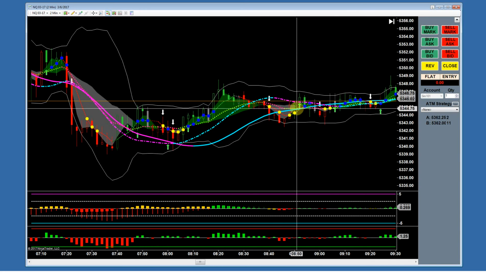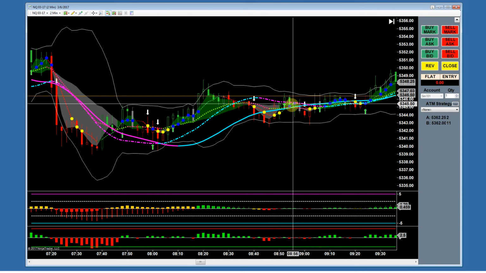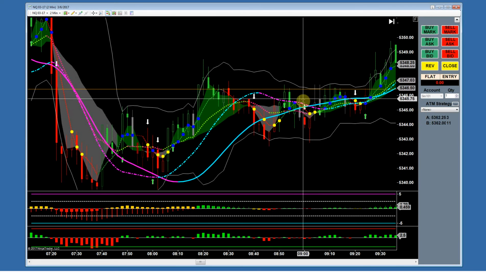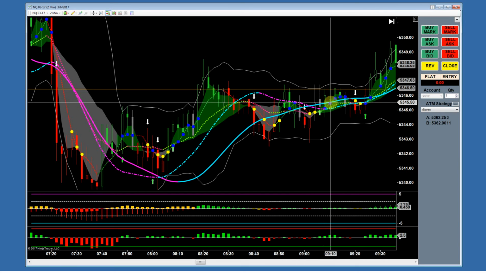Same thing here, nothing going on here because the market is not matching the DTBs. They're all crunched together in a whipsaw fashion here, so nothing to do here. Here you have the matching colors, buy channel matching colors, a little bit of a riskier trade.